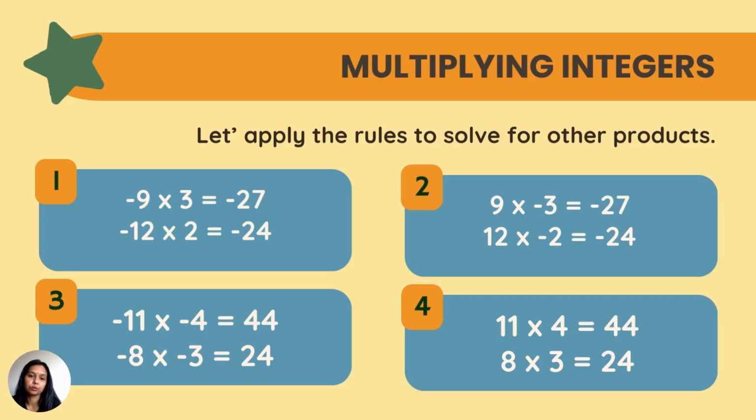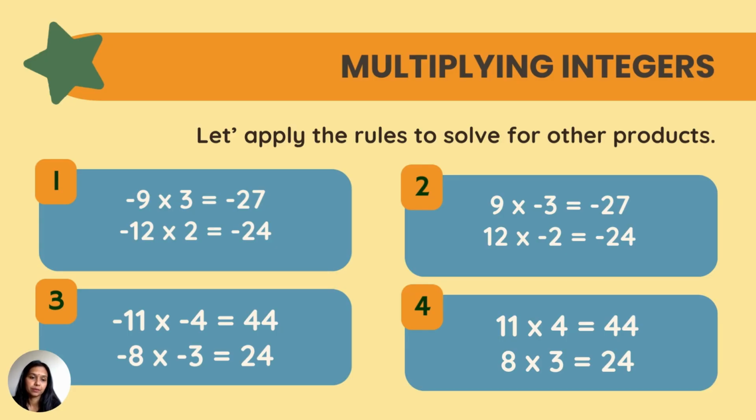Let's look at number 2. So the first example on number 2 says 9 times a negative 3 is equal to a negative 27. Can you see there was a positive times a negative results in a negative answer. Let's look at 12 times negative 2. There's a positive times a negative resulting in a negative answer. So we put our negative down. 12 times 2 gives us 24.